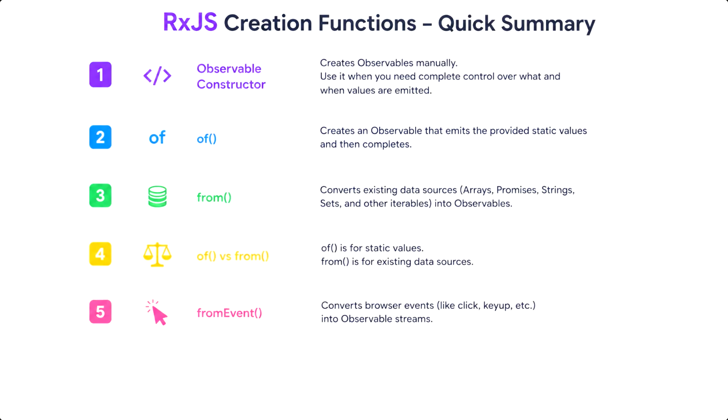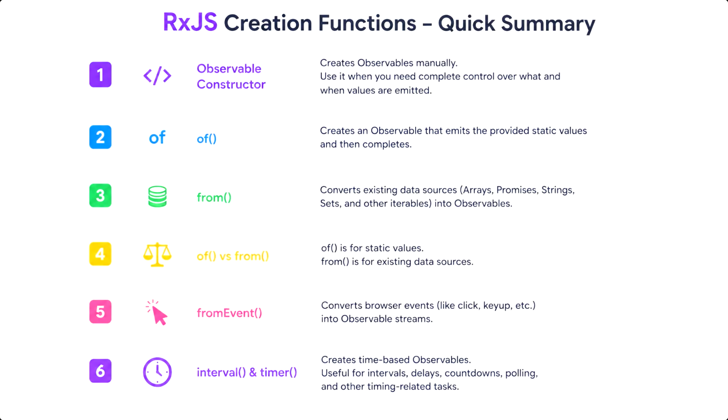Next, we explored fromEvent and learned how to convert browser events into observable streams, allowing us to apply powerful RxJS operators such as debounce time and throttle time. Finally, we learned about interval and timer and saw how they help us create time-based observables for scenarios such as countdown timers, delayed actions, polling, and auto-refresh functionality. At this point, you should have a good understanding of the different ways we can create observables and when to use each one. But creating an observable is only the beginning.